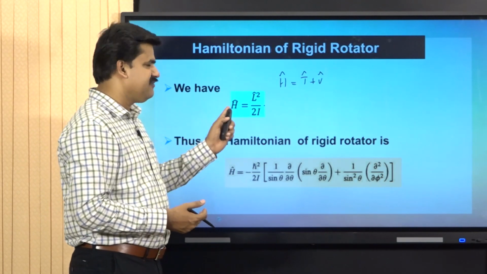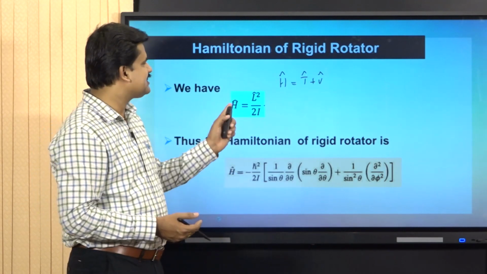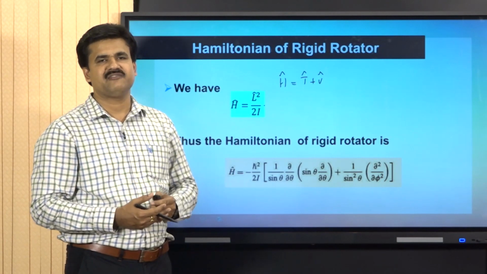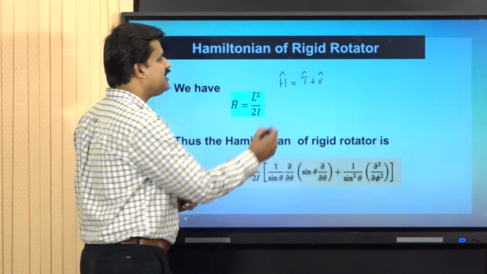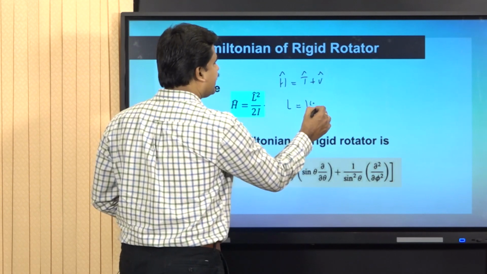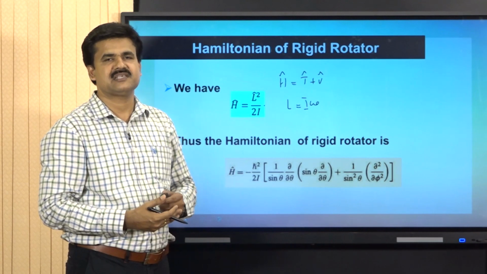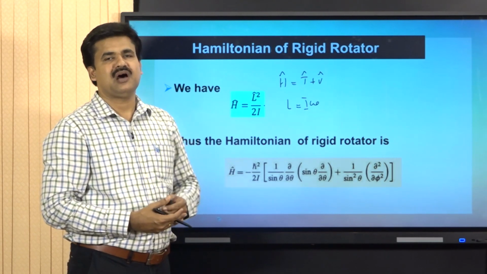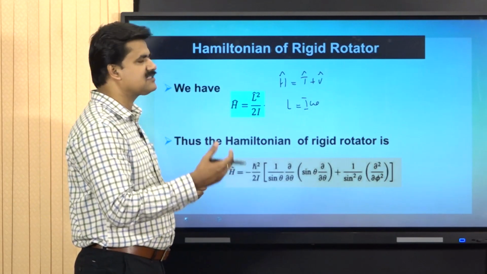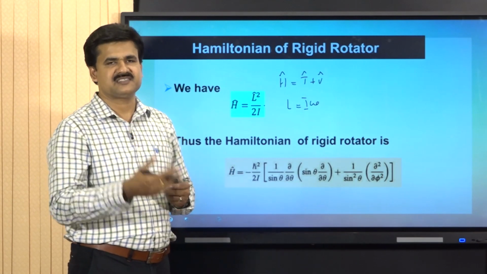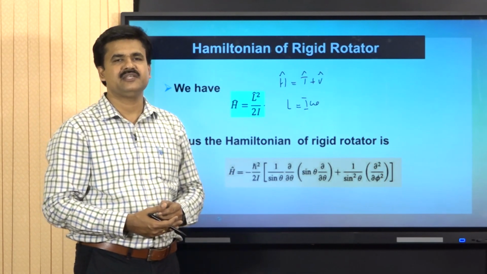That is, we get the Hamiltonian operator of a rigid rotator equal to H hat equal to L hat square divided by 2I, where L represents angular momentum and L is equal to I omega, where I represents the moment of inertia of the molecule. I is equal to mu r square, where mu represents the reduced mass of the system. All these parts we have discussed in detail in the first section, and we finally have H hat equal to L square hat divided by 2I.